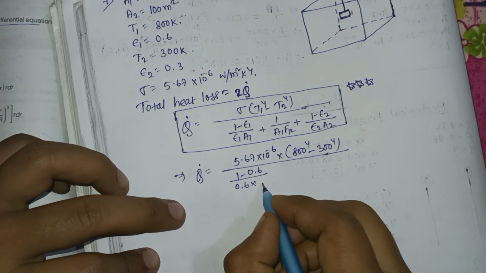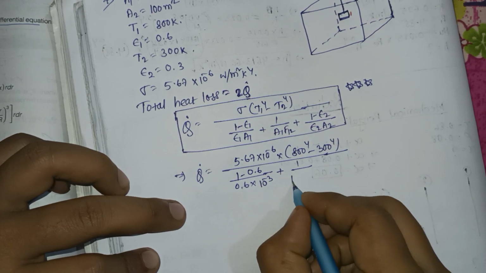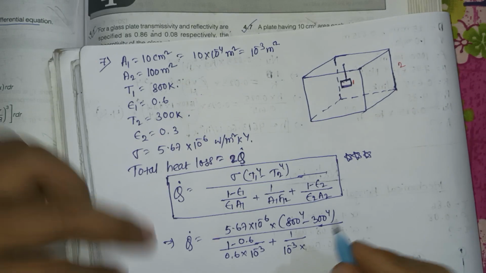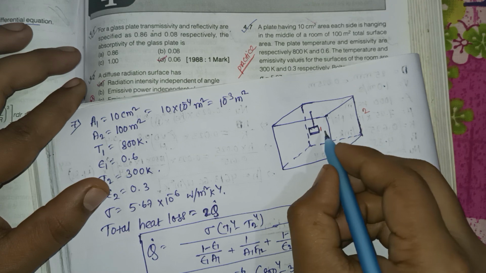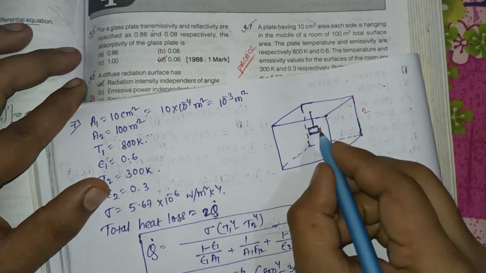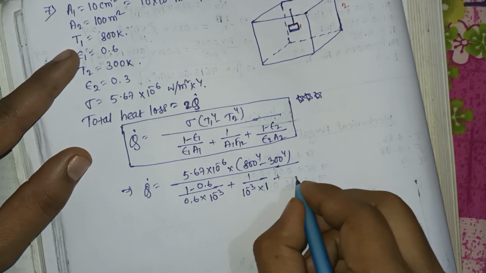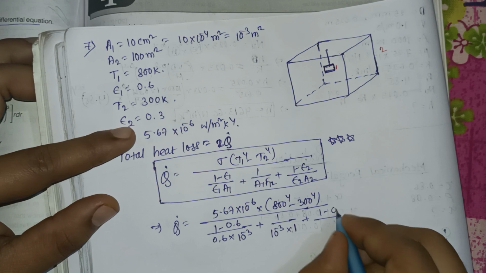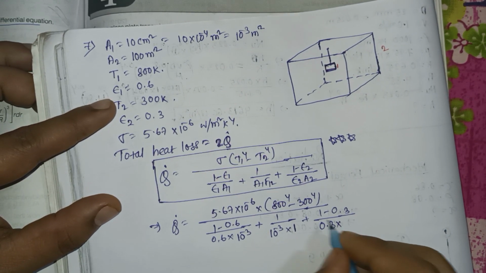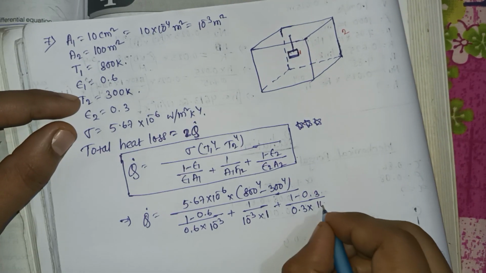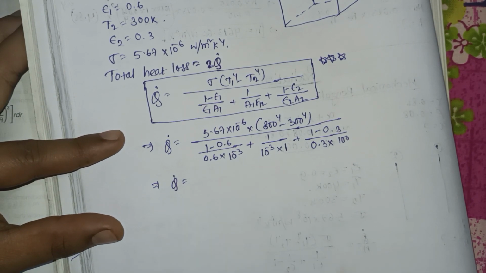From here, this is 10 to the power minus 3, plus 1 by A1, that is 10 to the power minus 3 into F12. F12 means the fraction of heat which is transferred from this to this, which will be 1 because this is a flat surface. So F12 will be 1, plus 1 minus epsilon 2. What is the value of epsilon 2? That is 0.3, by epsilon 2 into A2, that is 0.3 into 100 meter square.